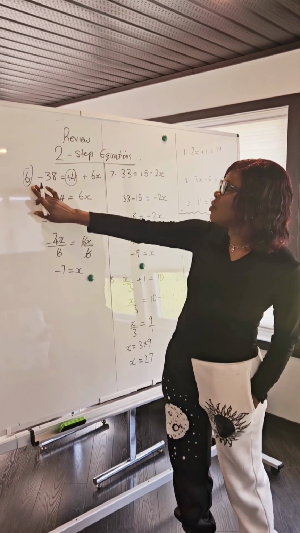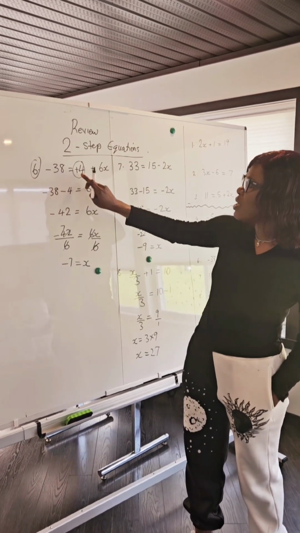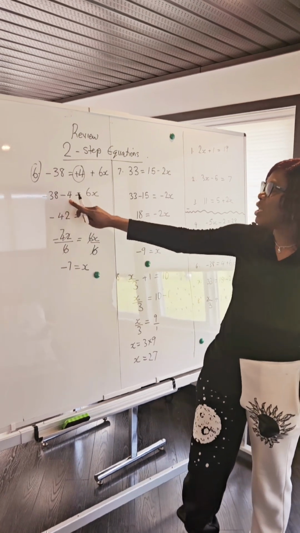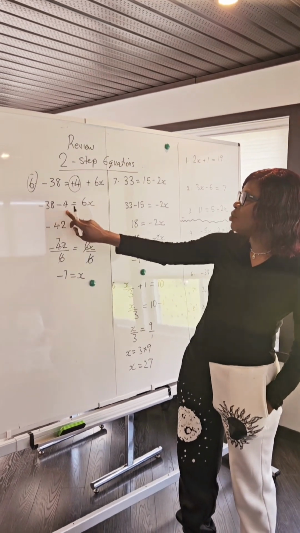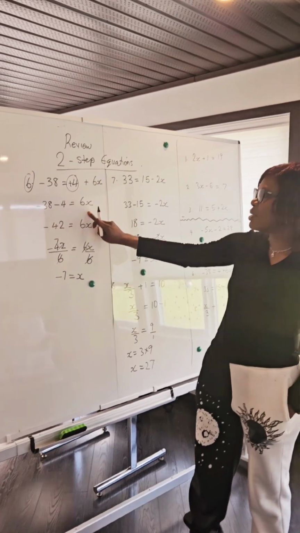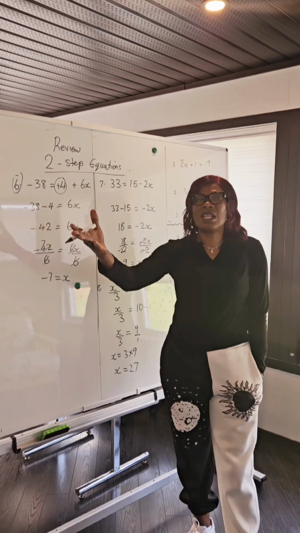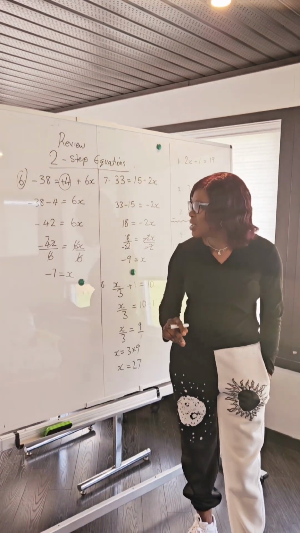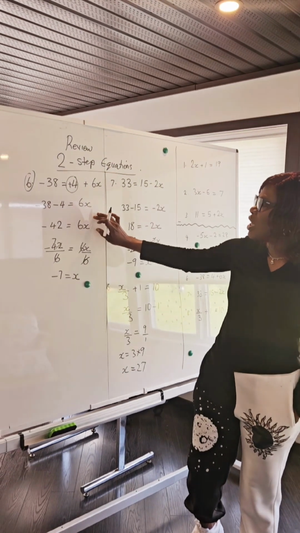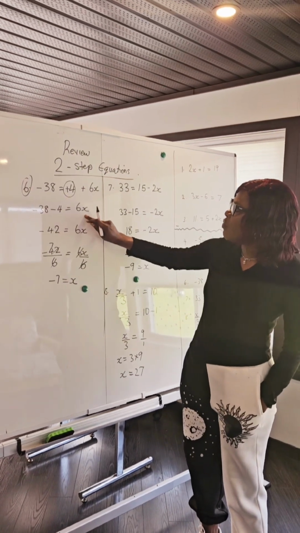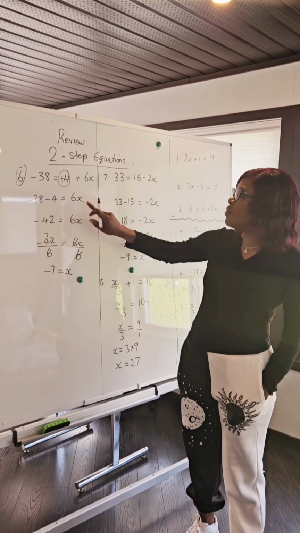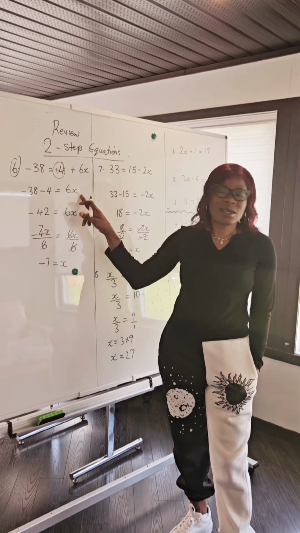Relocate it to the other side. Remember, the sign will change, and that's how I have my negative. So -38 minus 4 is equal to 6x. It doesn't matter. Your variable, your unknown value, can be on your left-hand side or on your right-hand side. In this particular question, the unknown value we are looking for is actually on the right-hand side.